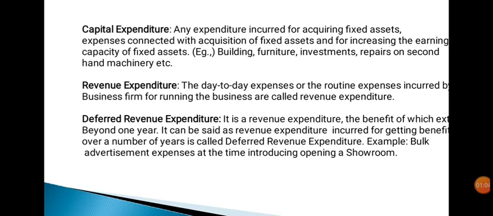The third one is deferred revenue expenditure. It is also a revenue expenditure, but the benefit of which extends beyond 1 year. That is, it goes back beyond 1 year. It can be said as revenue expenditure incurred for getting benefits over a number of years. Example: bulk advertisement expenses at the time of introducing a product or opening a showroom.